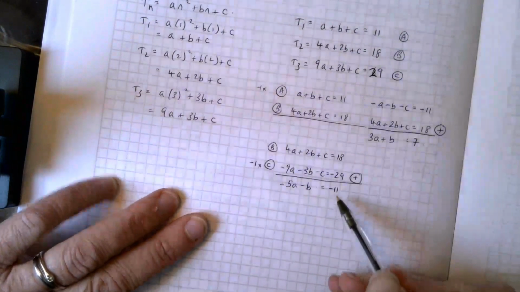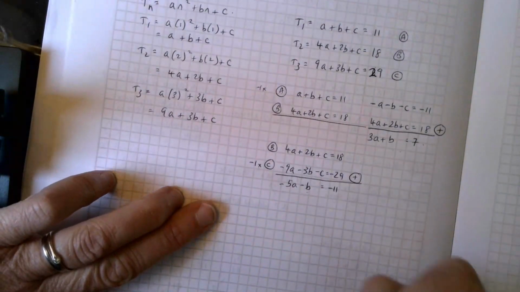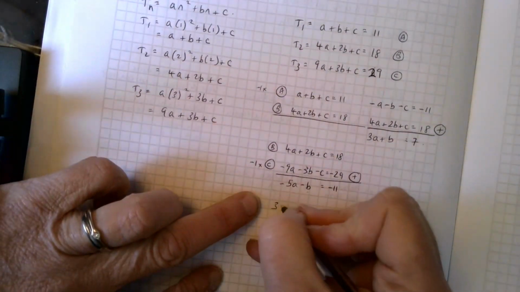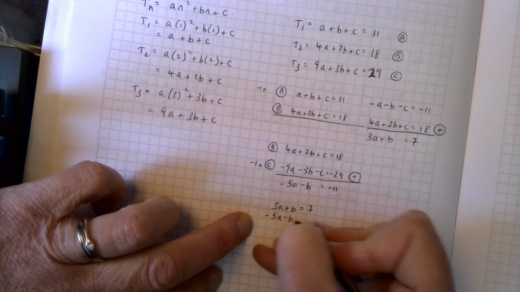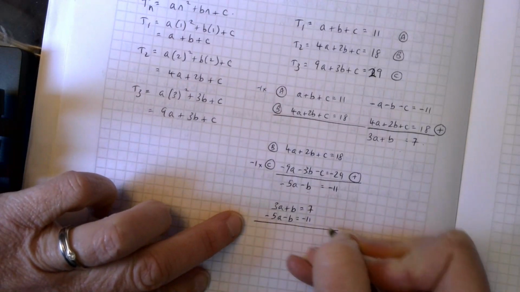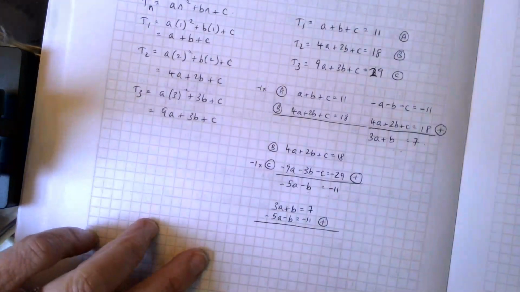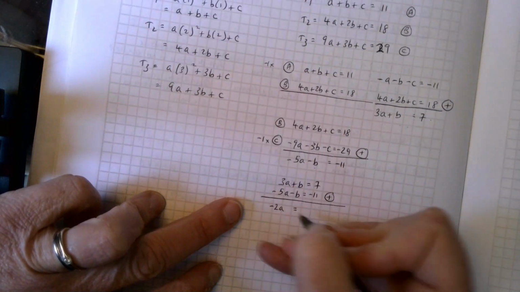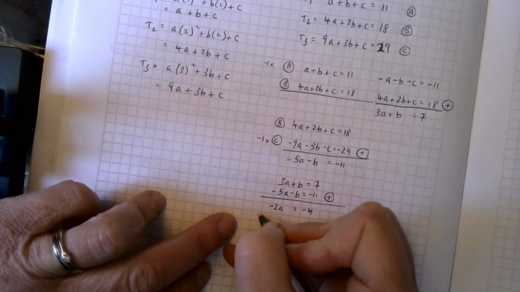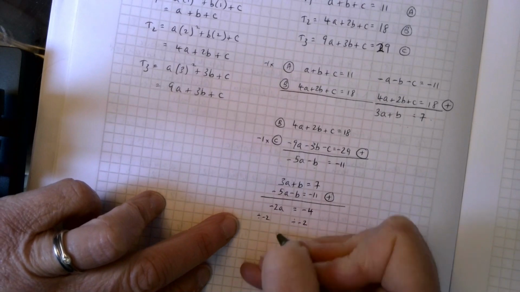So I now have 2 equations with 2 things I don't know. One equation is 3a plus b is equal to 7. The other is minus 5a minus b is equal to minus 11. I notice that if I add those two together, I can get rid of the b's, so I have minus 2a is equal to minus 4. Divide by minus 2, I get a is equal to 2.